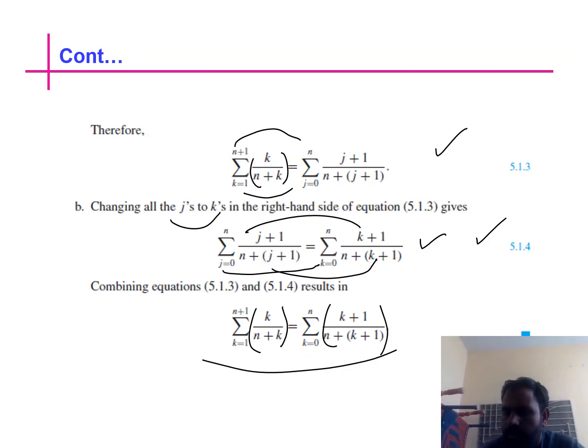And now, in the second part, we change all the j's to k's. The right hand side of this equation will become k. We replace the values of j with k's, so this will become k plus 1 over n plus k plus 1, and when we combine these two terms, this will give the answer, this equation.